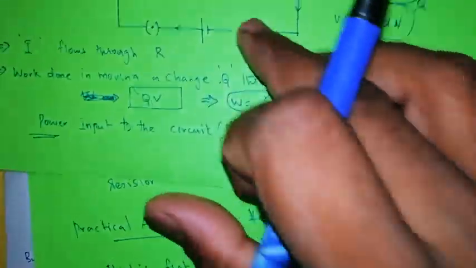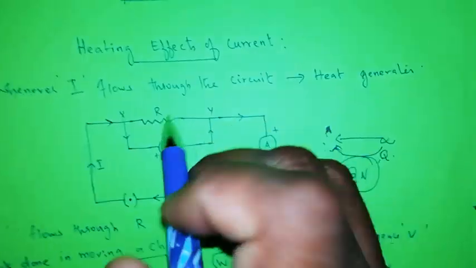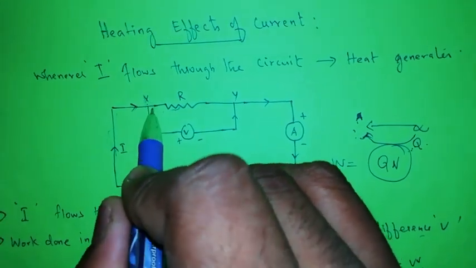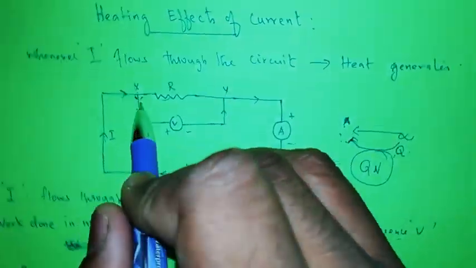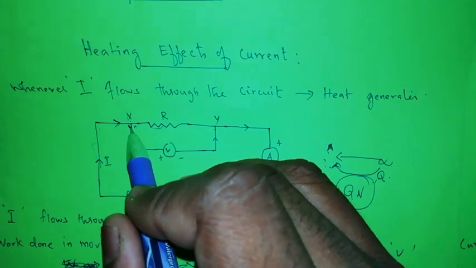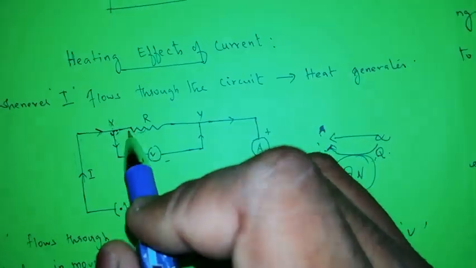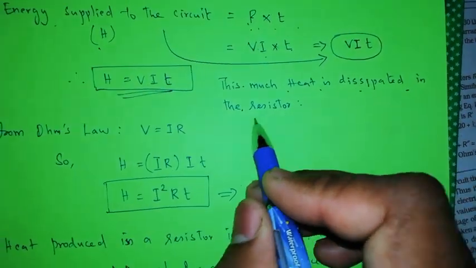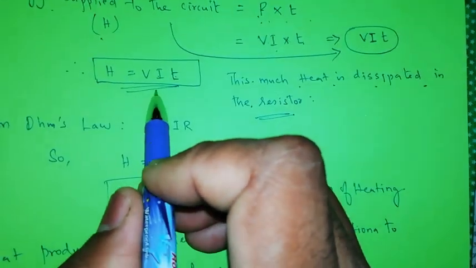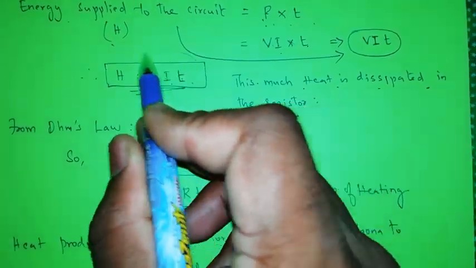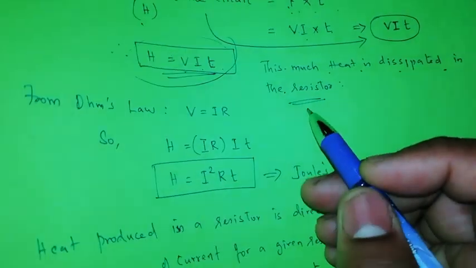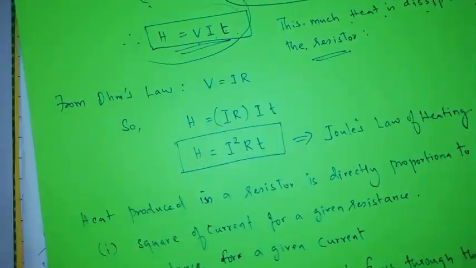So when some amount of electricity passes through from X to Y, some amount of heat is produced on the resistor. And how much is it? VIt. This much heat is produced or dissipated in the resistor. I hope you all understand this.